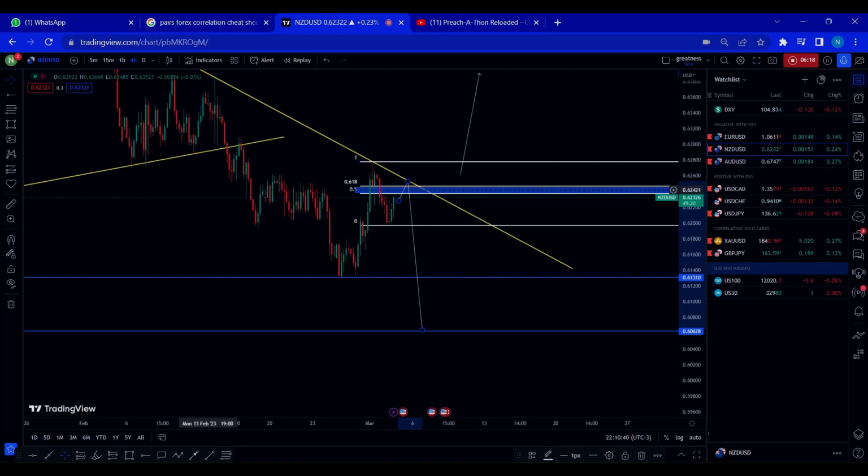You know, you can even reject just here, push down again. But once we break above then the market is actually buying. Once we break above here, you understand?